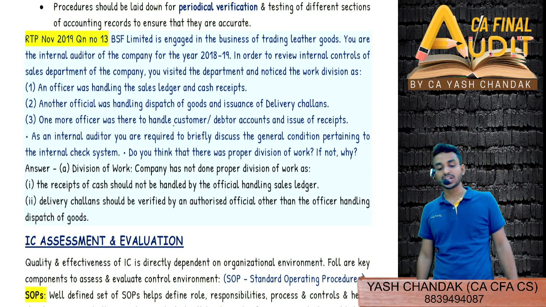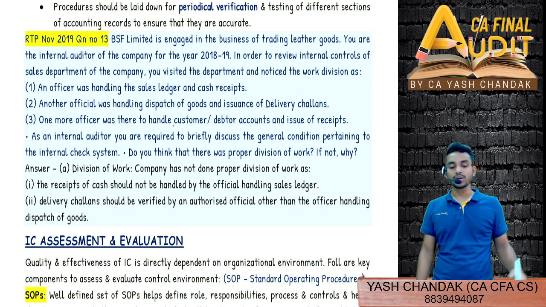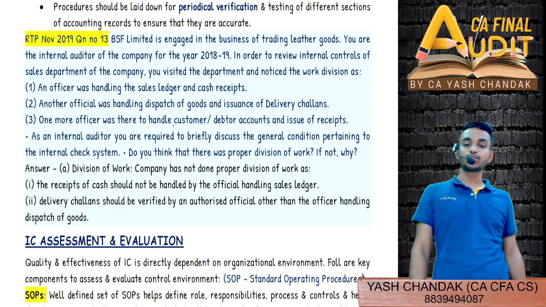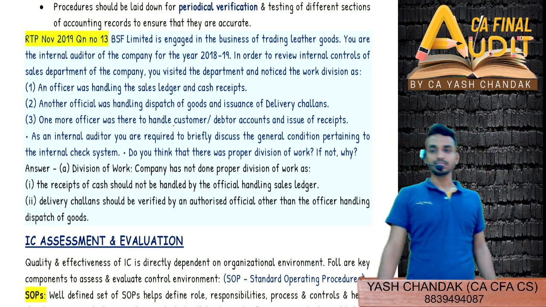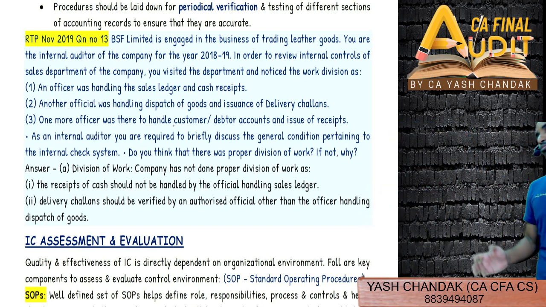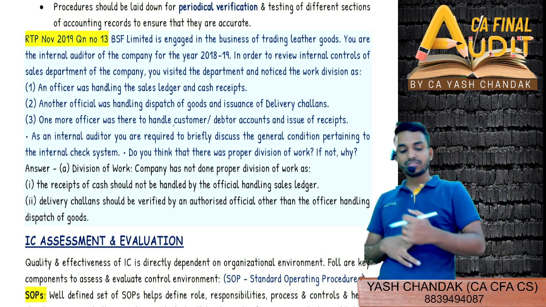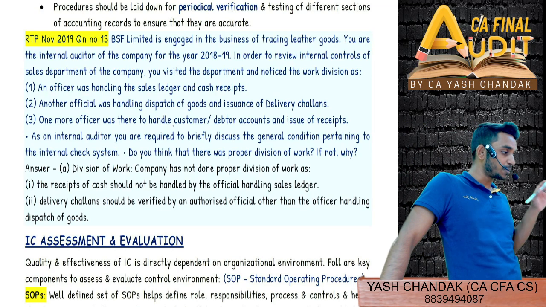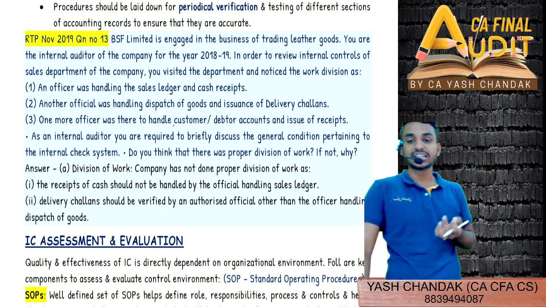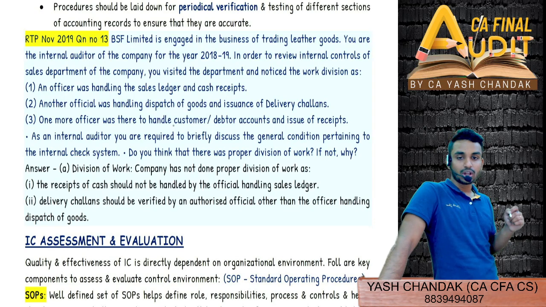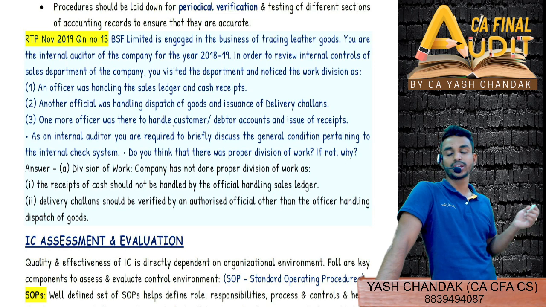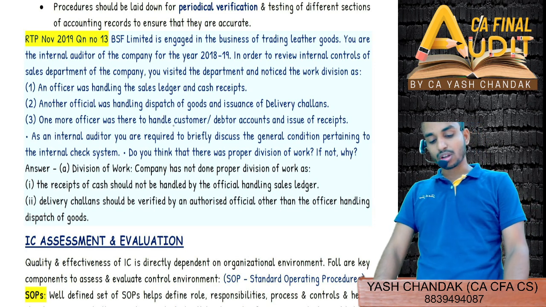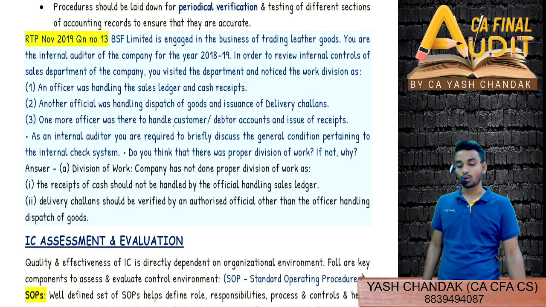The second point, another official was handling dispatch of goods and issuance of delivery challan. Is there any division that needs to be done here? What do you think? No, sir, not required. Not required, right? That is more or less relating to the same activity. The one person who is dispatching the goods will also be creating the delivery challan, right? He'll be making the challan, mentioning the vehicle number and other information, and how many tons of goods are being delivered out. So that is more or less similar work which one person will be doing.